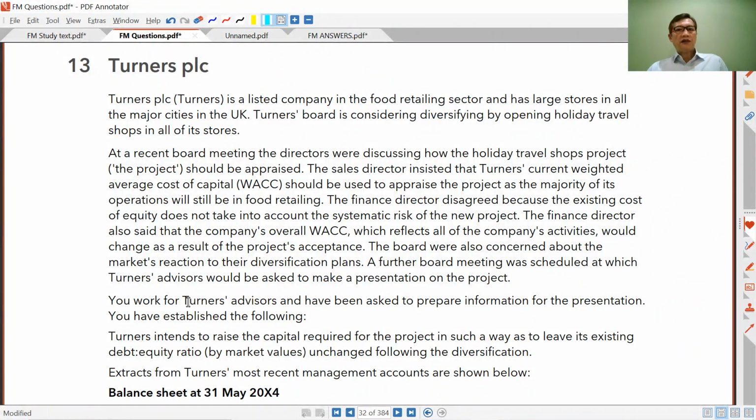So if you look at the first paragraph, they say that Turner is in the food retailing sector, and they are considering diversifying, that is going into a new business. The new business they are considering is holiday travel shops. In part A, you are asked to calculate the current cost of capital. And part B, or 13.2, you are asked for the cost of equity if you were to diversify into the holiday travel.